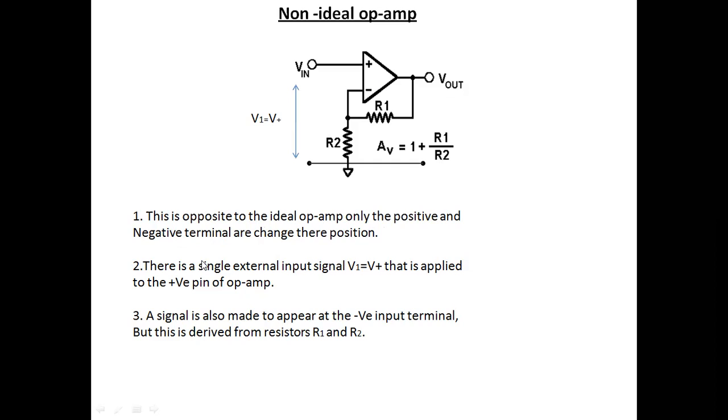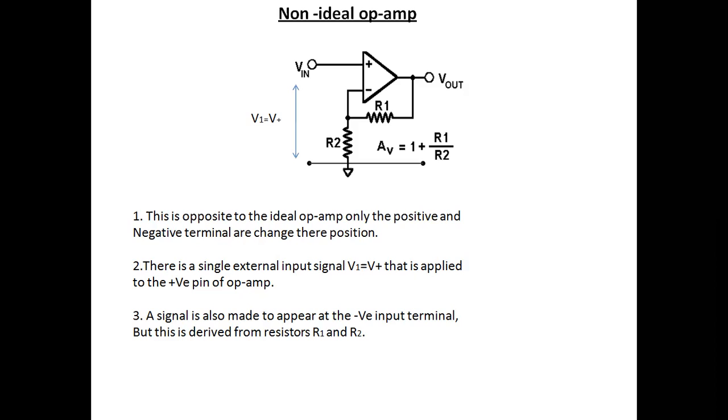There is a single external input supply. Here we are giving a single external input signal, that is the positive. We can say that voltage is V1 equal to V plus, which is applied to the positive pin of the op-amp. But there we are connecting both the positive and negative input terminals for the voltage.